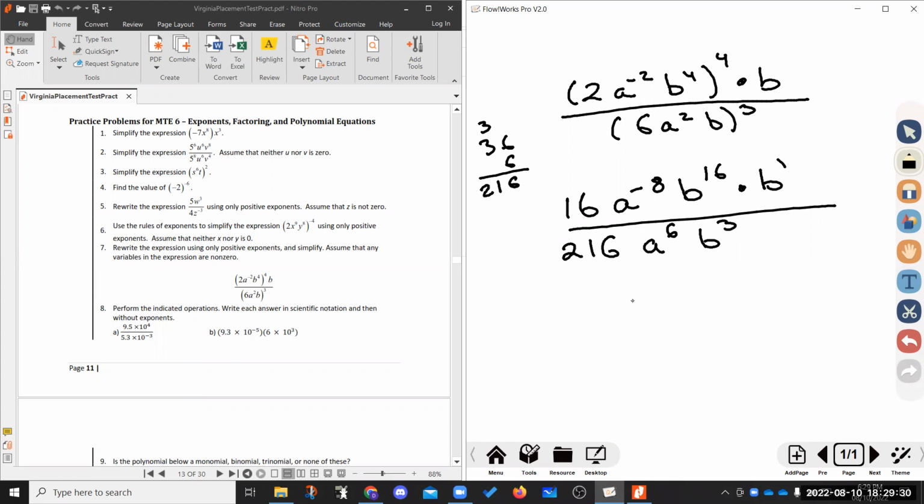Now we know that these twos are in common with those sixes. There were no threes in the numerator, so it's just going to be 2 to the third that's going to be able to come out. So it's going to be divisible by 8. So 8 goes into 16 2 times. 8 goes into 216.